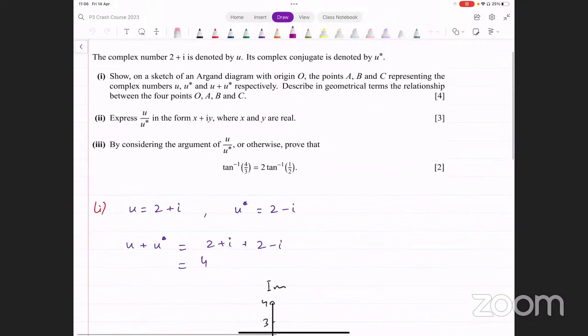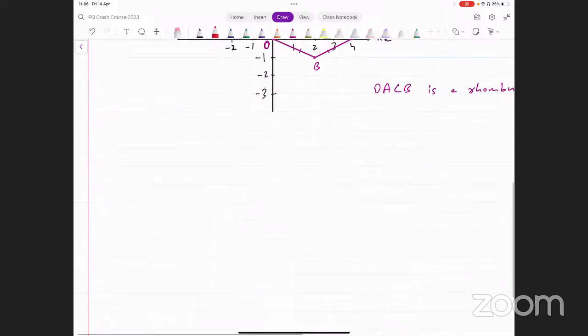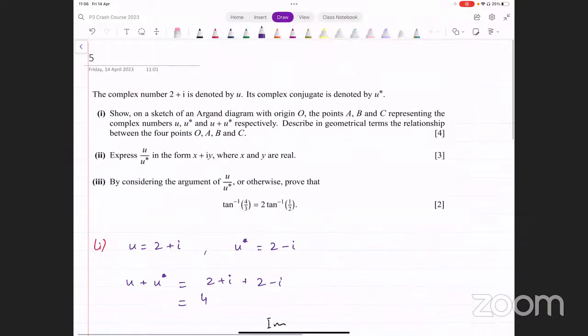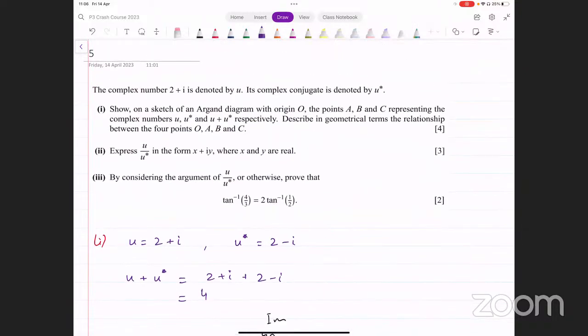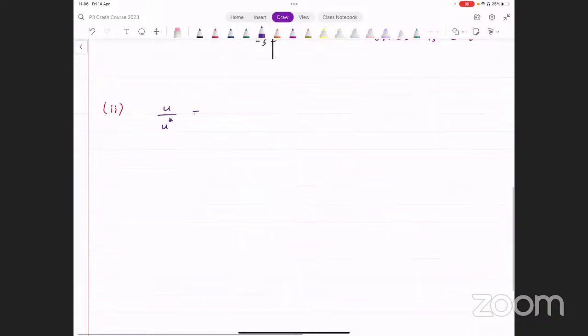Okay, let's look at the second part now. In the second part, it says express u over u conjugate in the form x plus iota y, where x and y are real. Let's do that. u over u conjugate. u was 2 plus iota. So we have to evaluate 2 plus iota divided by 2 minus iota.